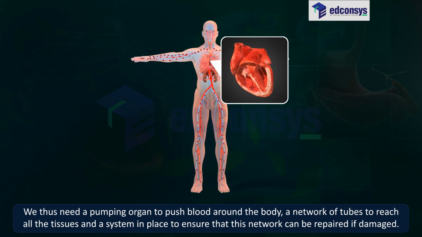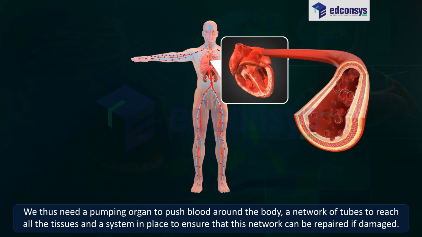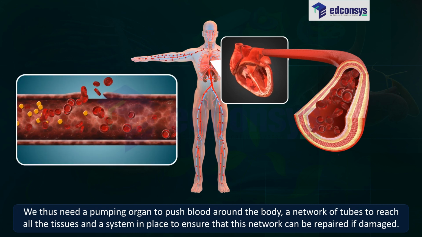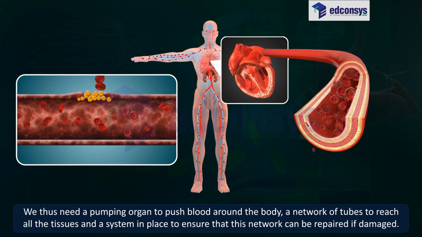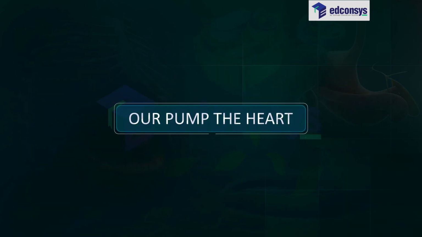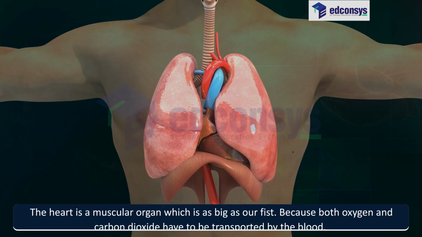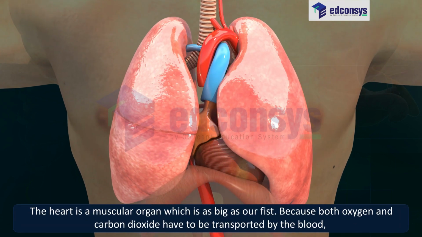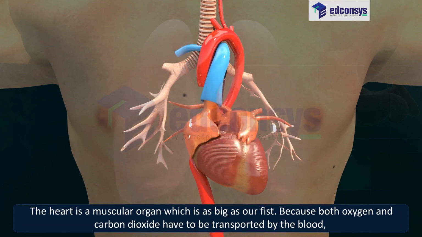We thus need a pumping organ to push blood around the body, a network of tubes to reach all the tissues, and a system in place to ensure that this network can be repaired if damaged. Our pump, the heart. The heart is a muscular organ which is as big as our fist.